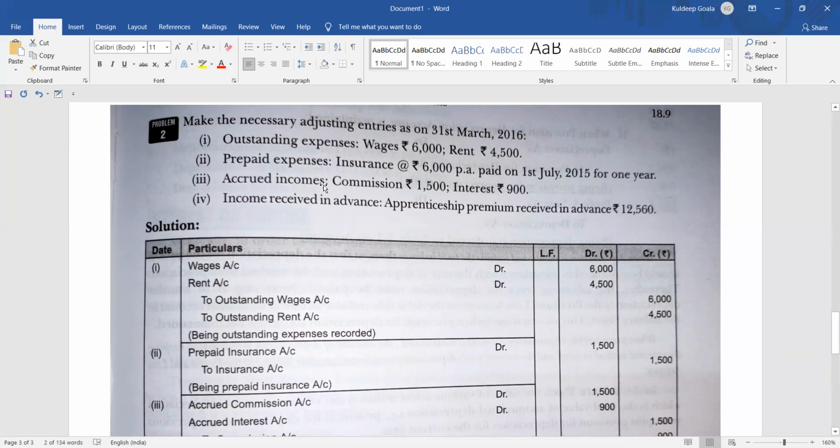So that is also a representative personal account. What is the item? Accrued income includes commission 1,500 and interest 900 rupees. So what will happen here? Accrued commission and accrued interest both are representative personal accounts. And what is the meaning of that? We are supposed to receive but we have not received. Okay, so that means it is our asset. So asset will be debit.